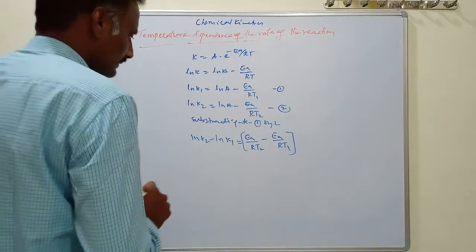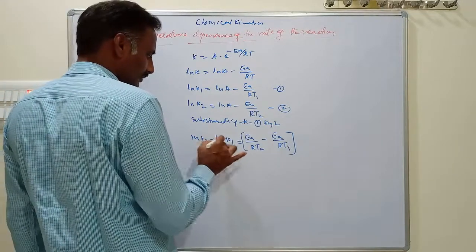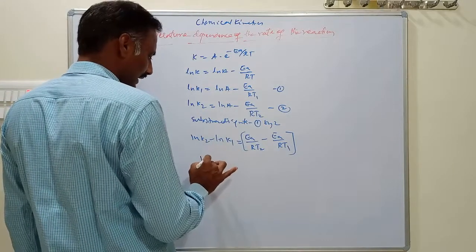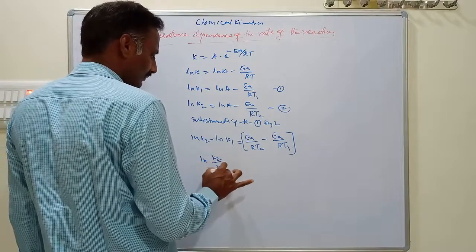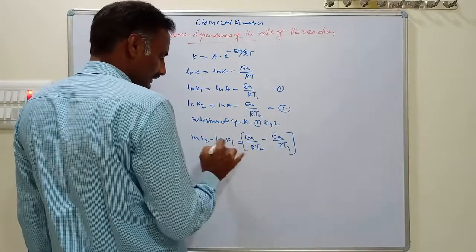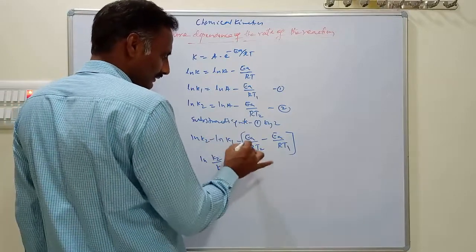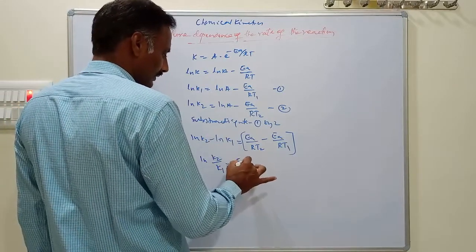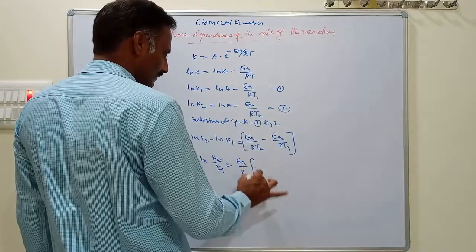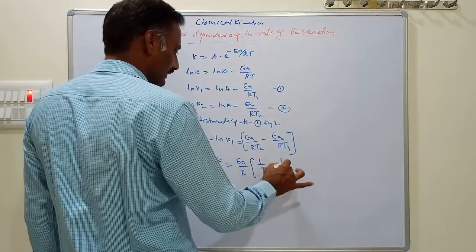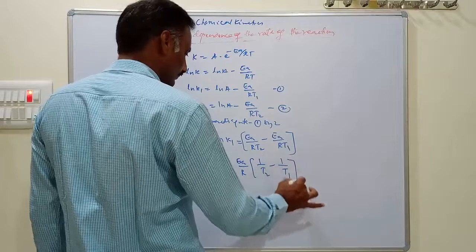Then what is common here? This is ln K2 minus ln K1, which is ln K2 by K1, equal to, since log A minus log B is log A by B, here EA by R is common, times 1 by T2 minus 1 by T1.